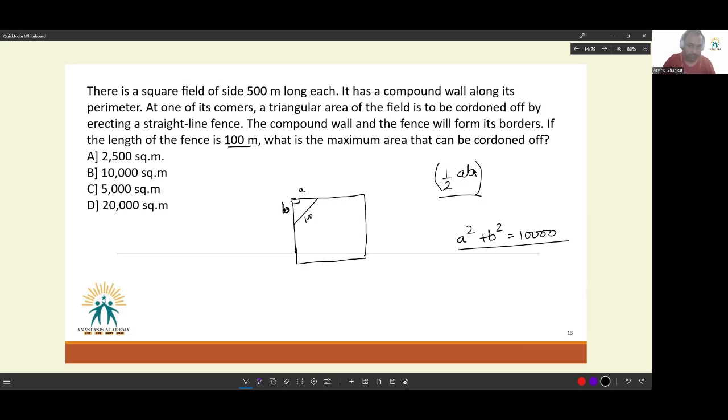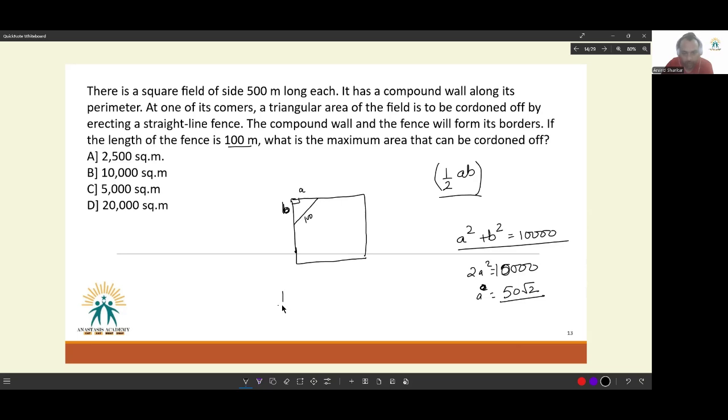Can you see, if one of them is absolutely zero, the product half AB will necessarily be zero, and we don't want this product to be minimized. So the extrema that is occurring will necessarily be maximized when A is equal to B. If A is equal to B, we get 2A square is equal to 10,000, or A square is equal to 5,000, or A is equal to 50 root 2.